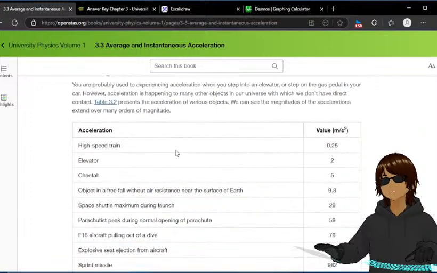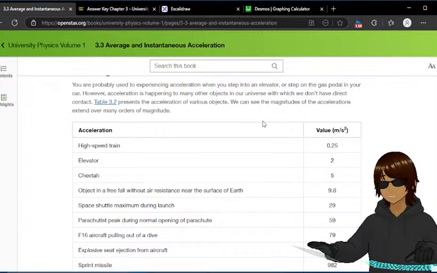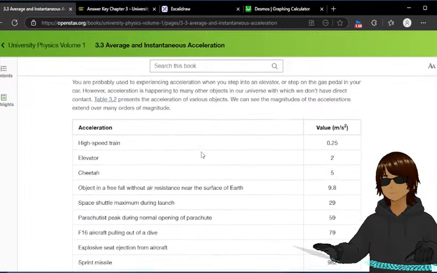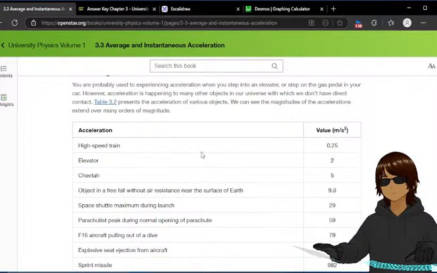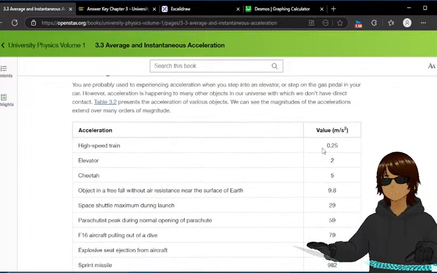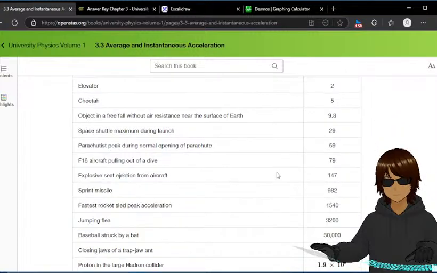Getting a feel of acceleration. So a high speed train has 0.5 meters per second squared. An elevator has 2 meters per second squared. Wait, what? Why is the high speed train 0.25? Shouldn't it be much higher? An object in free fall without air resistance near the surface of the earth, 9.81.